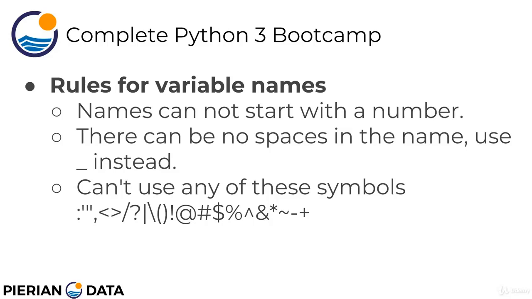Now, there are a couple of rules for choosing a variable name in Python, and these rules are that names cannot start with a number. There can also be no spaces in the variable name, so you should use an underscore instead. And you also can't have any of these symbols in a name. If you accidentally forget this list of symbols, and you type one of these symbols out in a variable name, Python would quickly complain and you'd have an error. So you don't need to worry about memorizing all these. You'd get the error as you're typing along.